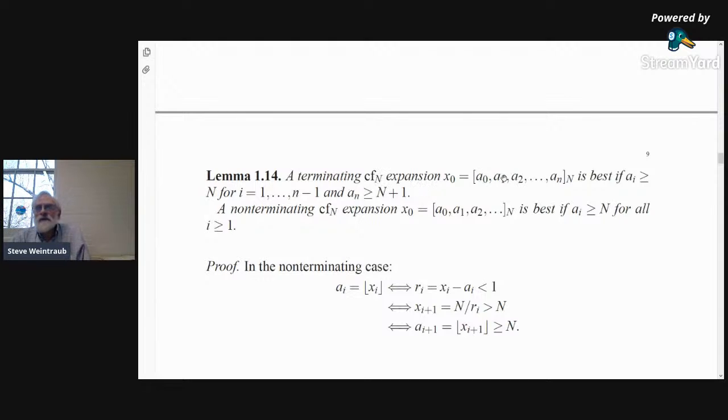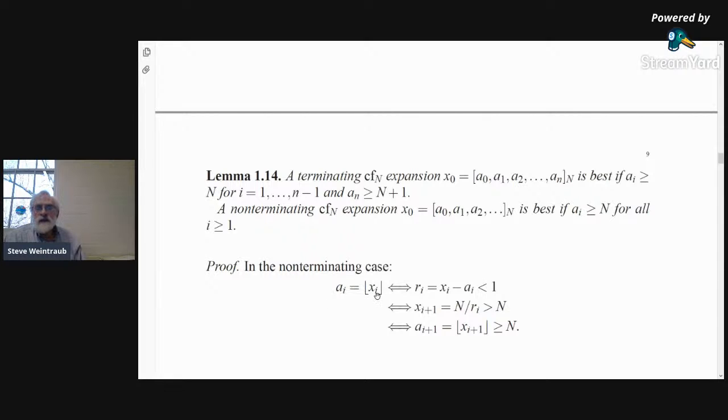If we look at a terminating expansion, it's best if all of the integers starting with A1 are positive integers that are greater than or equal to capital N, and the last one is greater than or equal to capital N plus 1. And a non-terminating expansion is best if all of the A_i starting with A1 are greater than or equal to capital N. And that's actually very easy to see, so let's see it.